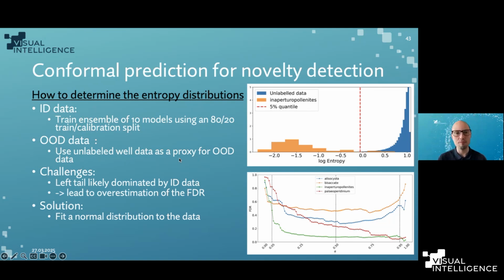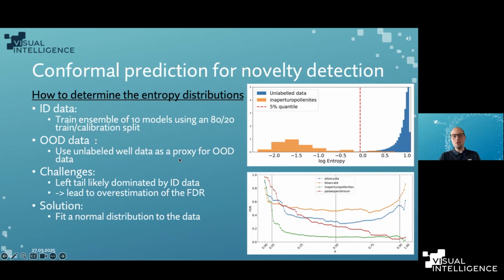There are some challenges connected to this, because not all the data will be out-of-distribution, and the left tail of the out-of-distribution entropy will be dominated by in-distribution data, leading to an overestimation of the false discovery rates. This is illustrated in the bottom figure here, where you have alpha on the x-axis and false discoveries on the y-axis, and you expect that when you increase alpha, the false discovery rate should decrease. But in this example, it actually increases at the end.